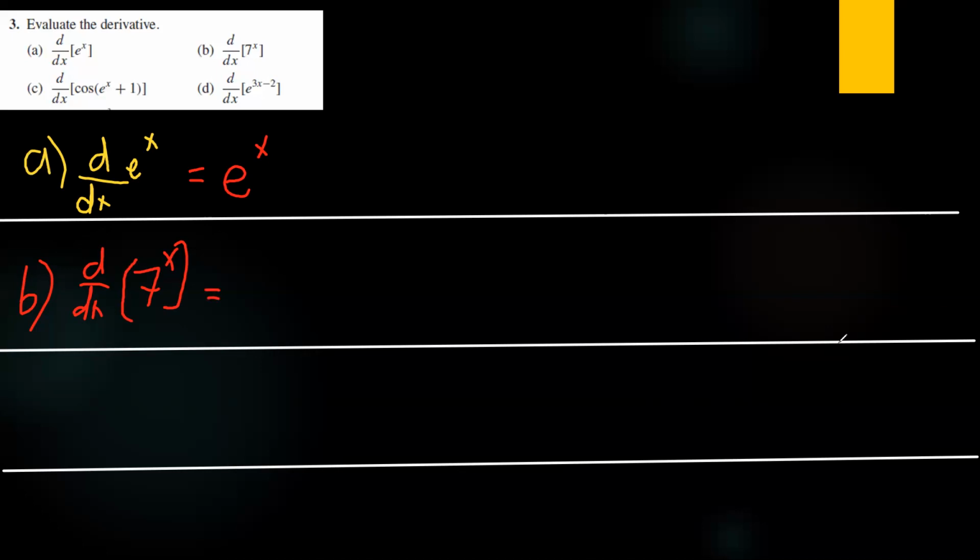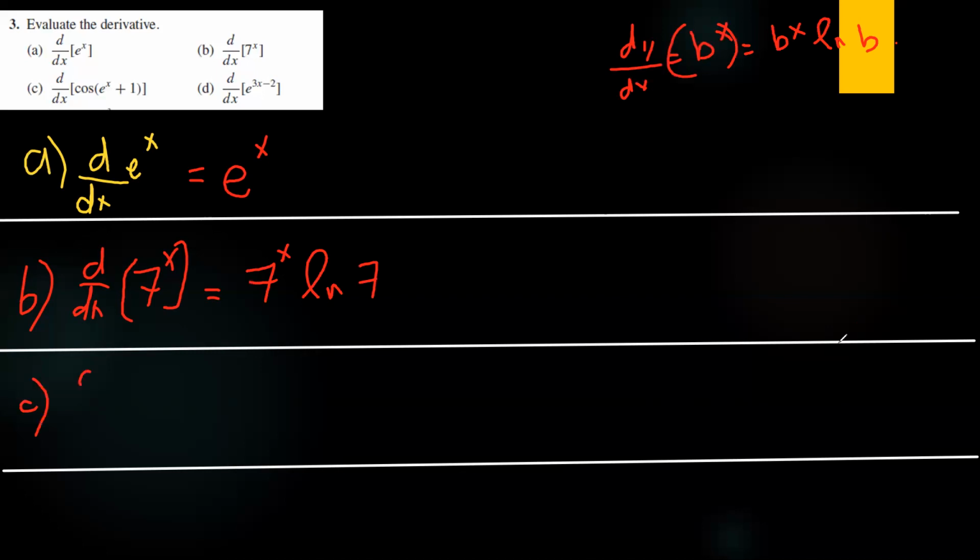I will repeat here, if you have the derivative of b to the power x, you have to say it is b to the power x ln b. So 7 to the power x ln 7. This is the derivative here. C, d over dx for cosine of e to the power x plus 1.